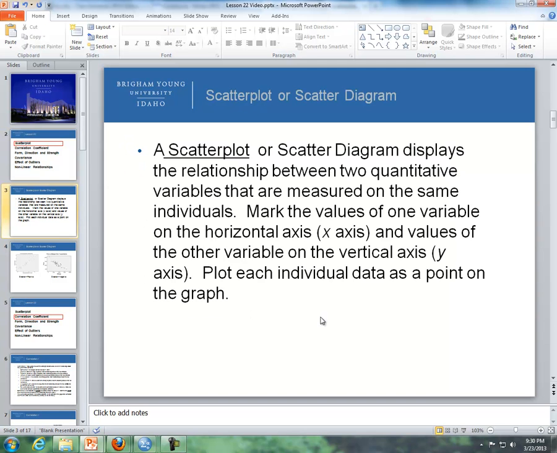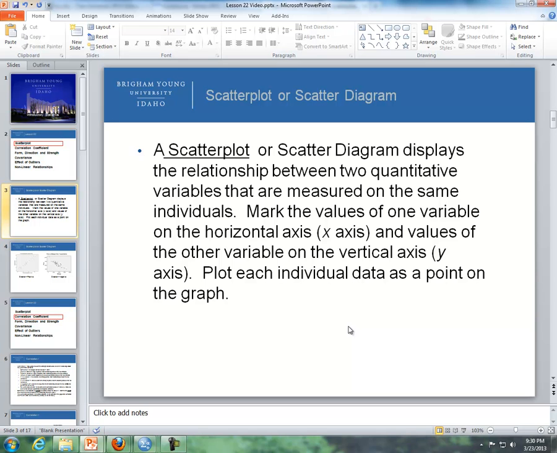So first, let's talk about a scatter plot. So here's a definition of a scatter plot. A scatter plot or scatter diagram displays a relationship between two quantitative variables that are measured on the same individuals. So you mark the values of one variable on the horizontal axis and the value of the other on the vertical axis, and then you plot the individual data as a point on the graph.